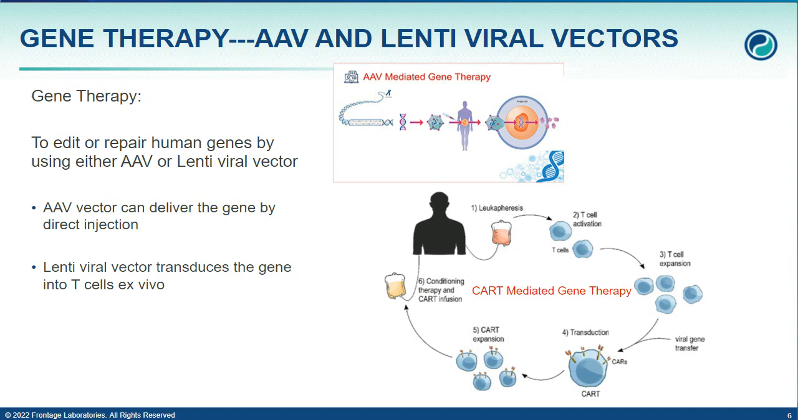The gene expression by lentiviral vector is short term, so it has to be infused a couple of times. Also, the target gene capacity is different for AAV and lenti. The capacity for AAV is around 4 kb, and for lenti it's about 8.5 kb.